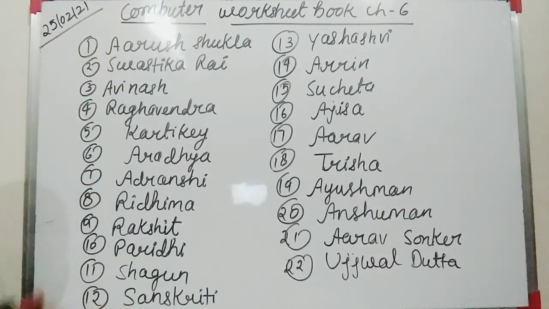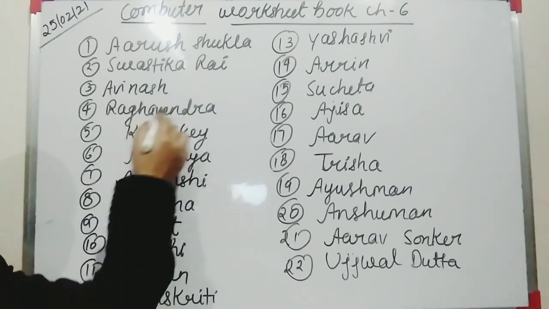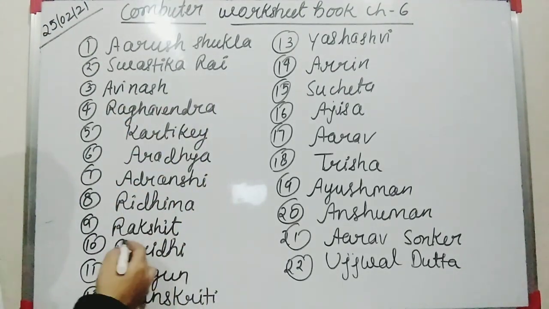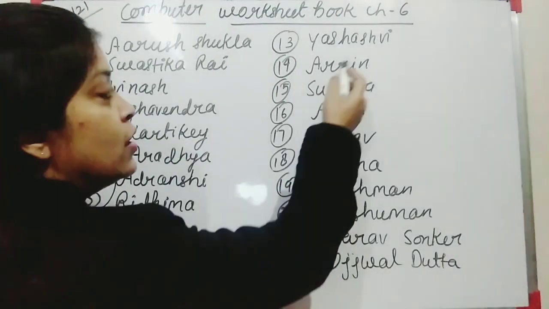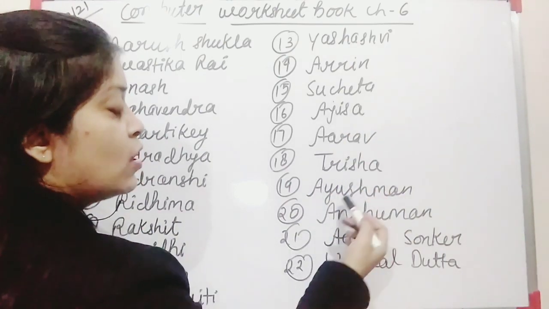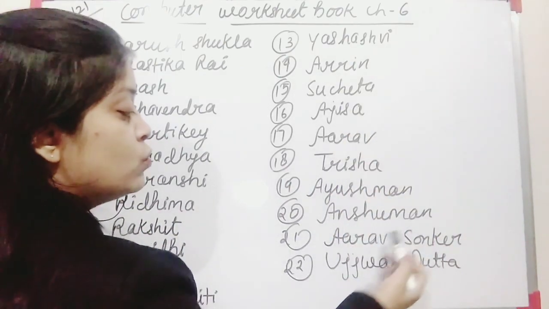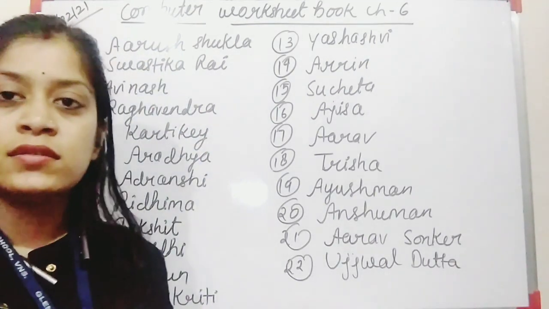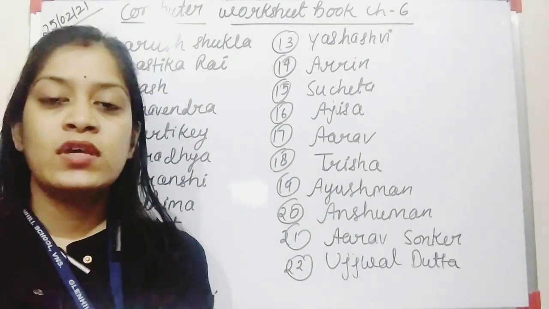Aru Shukla, Swastika Rai, Avinash, Raghvendra, Kartike, Aradhya, Adranshi, Ridhima, Rakshit, Paridhi, Shagun, Sanskriti, Yashashvi, Areen, Sucheta, Ajisha, Arav, Trisha, Ayushman, Anshuman, Arav Sonkar and Ujjwal Datta. What about the rest of the students? Please submit your project as soon as possible.